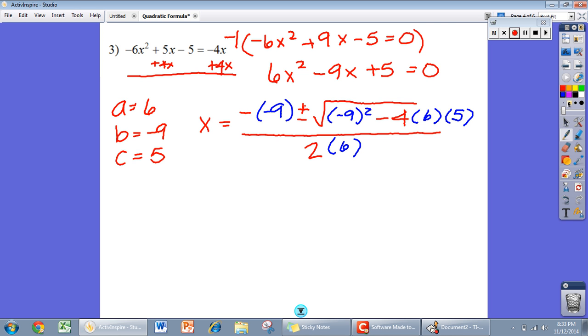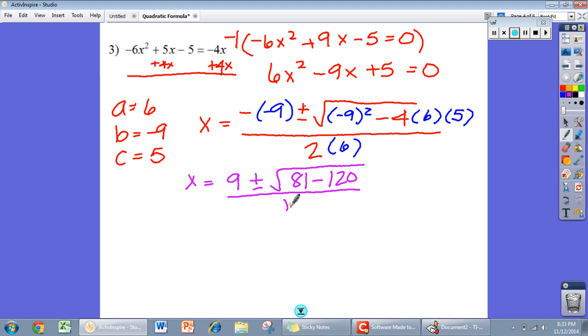Okay, so let's go ahead and simplify. X equals negative times the negative 9 is a positive 9, plus or minus square root 9, negative 9 times the negative 9 is a positive 81, minus negative 4 times 6 times 5 is a negative 120.